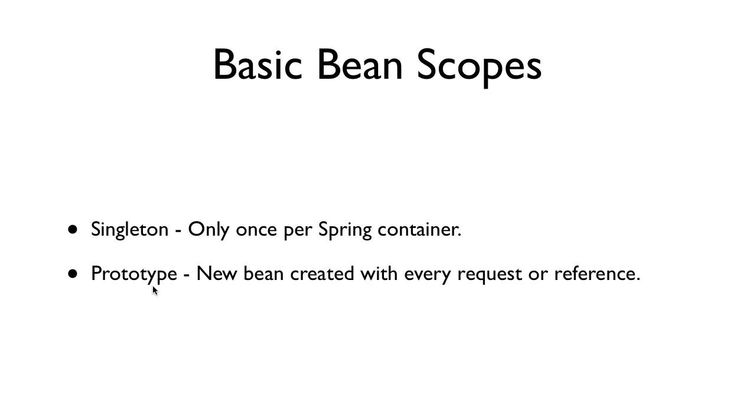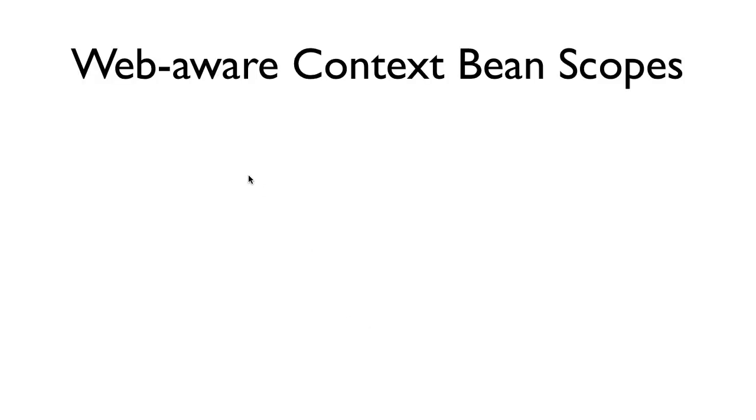So every get bean creates a new instance, or every reference creates a new instance. So these are the two basic bean scopes that Spring has. There are a few other scopes which are the web-aware scopes. Now what I mean by web-aware is Spring actually ties in very well with web applications.